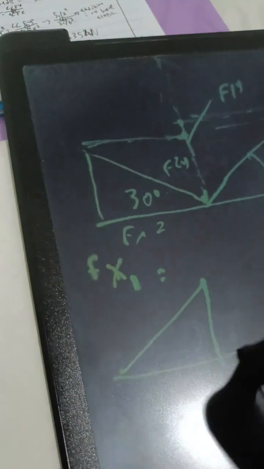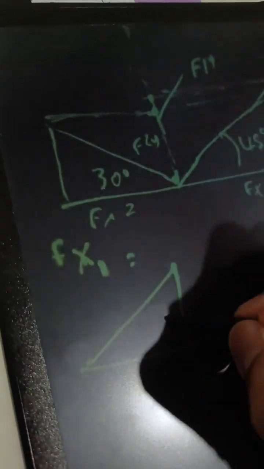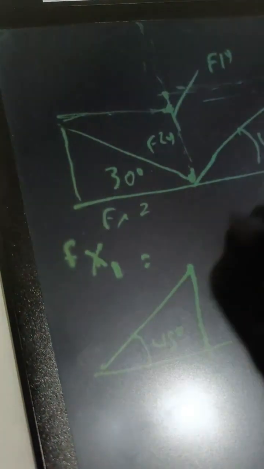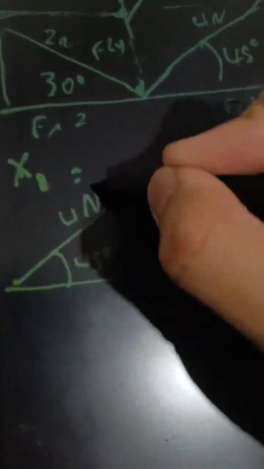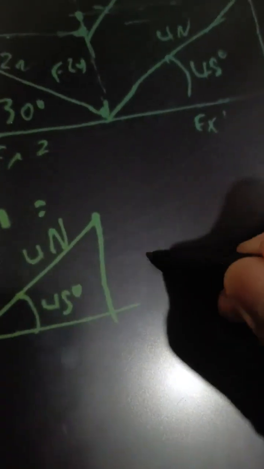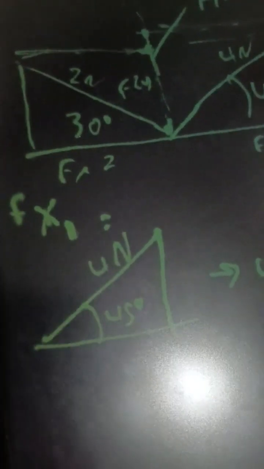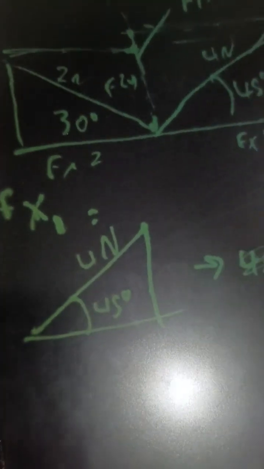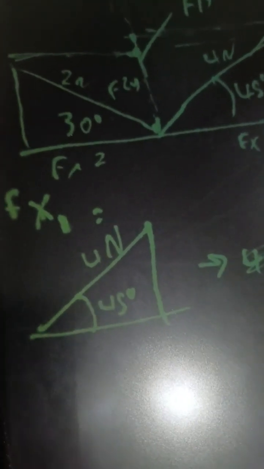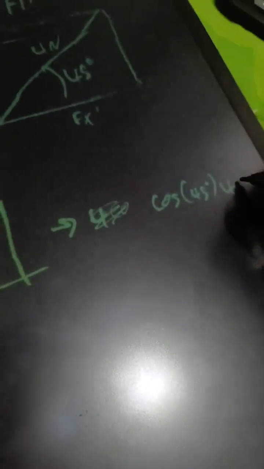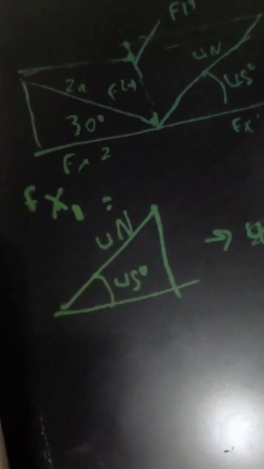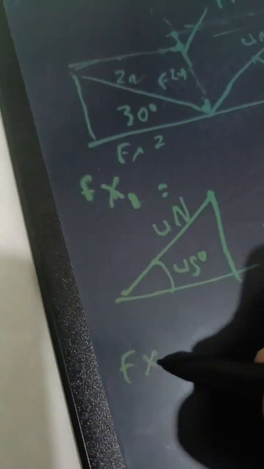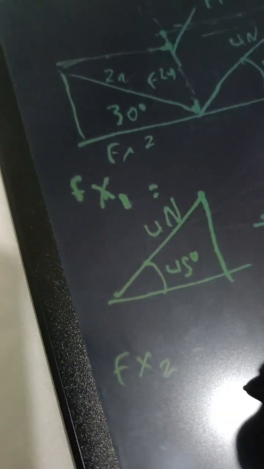Now F1x, right angle triangle, create one. See, the inside is 45 degrees. This length is 4n. This is 2n, so it's going to be 4n. And of course, obviously, we're going to use 4 cos 45, or if you're kind of confused, just use cos 45 degrees, the same thing, multiplied by 4. What do we get from that? 2.8n. Now Fx2, we get is this.